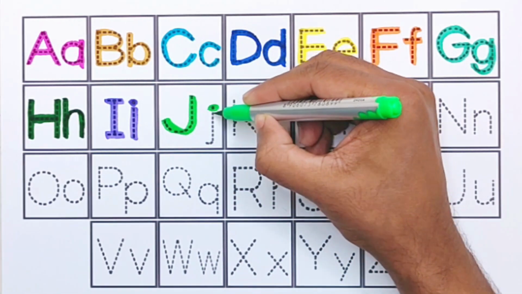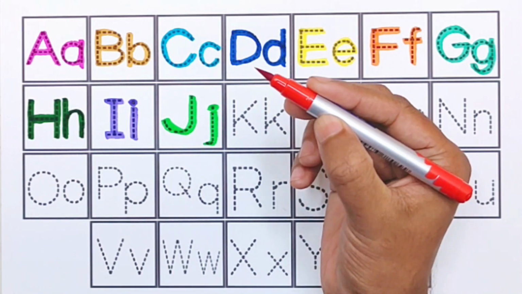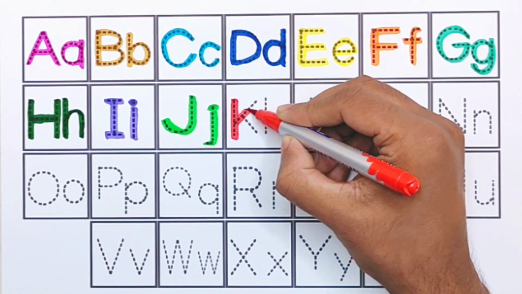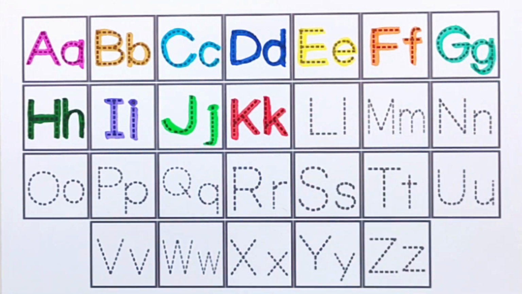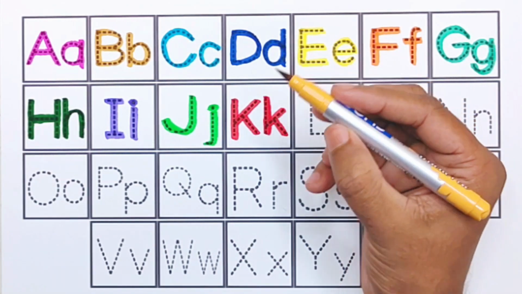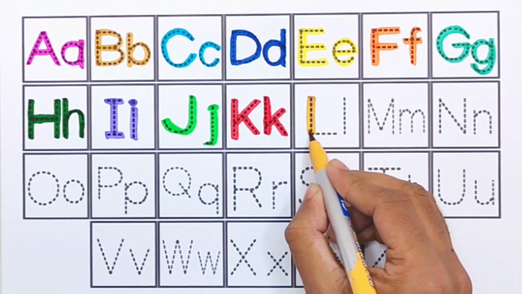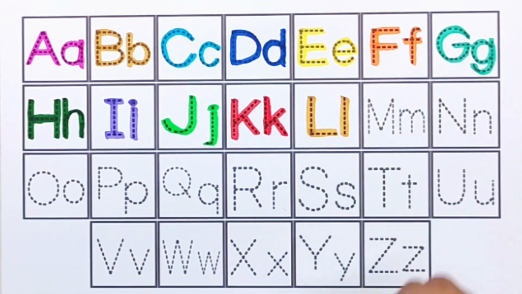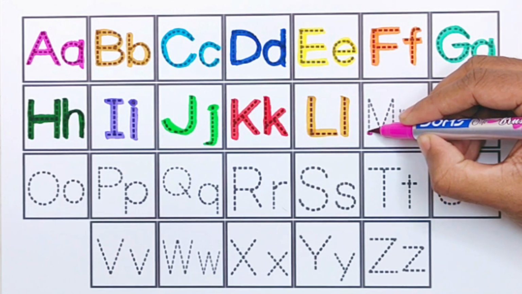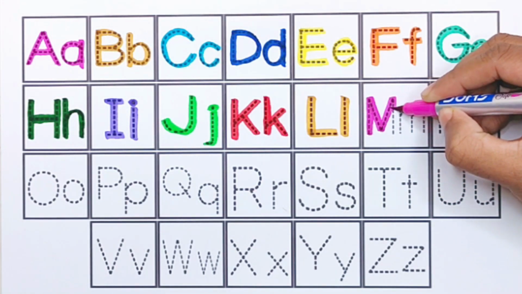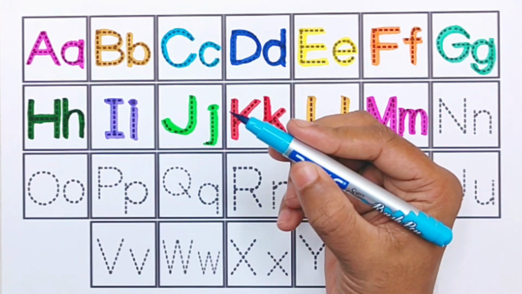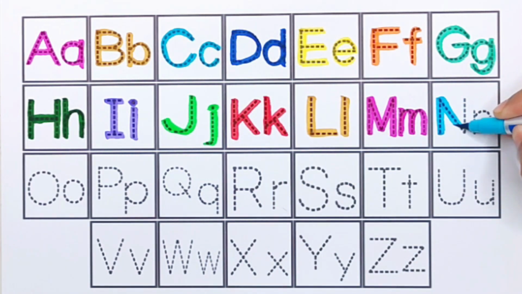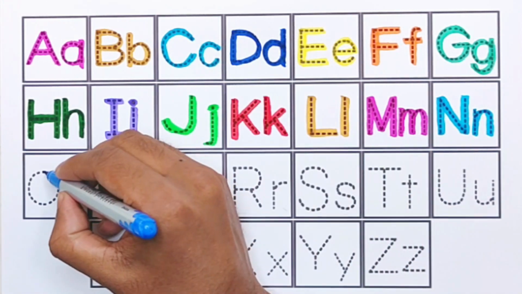J for juice, red color. K for kite, K for kiwi, yellow brown color. L for lollipop, pink color. M for mango, M for moon, sky blue color. N for nuts, blue color.